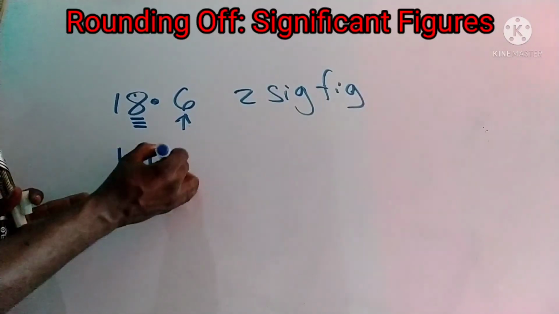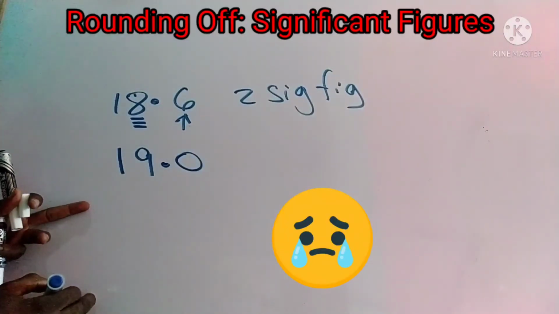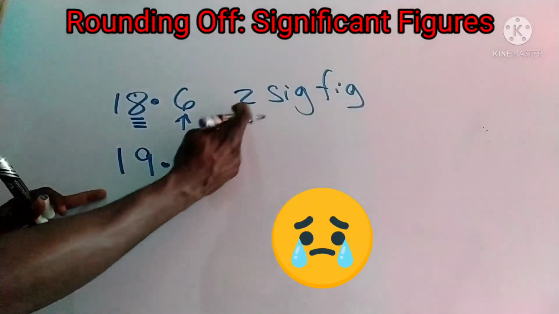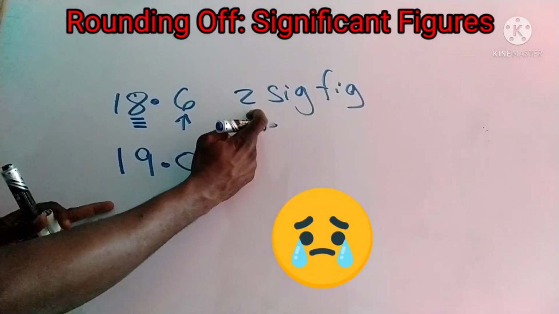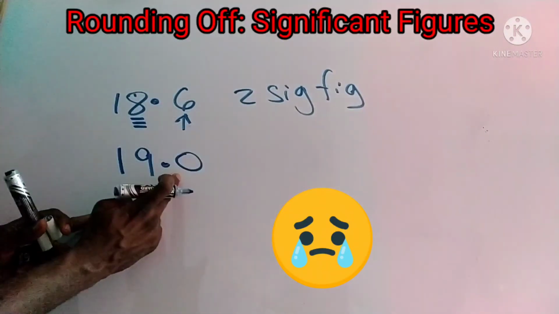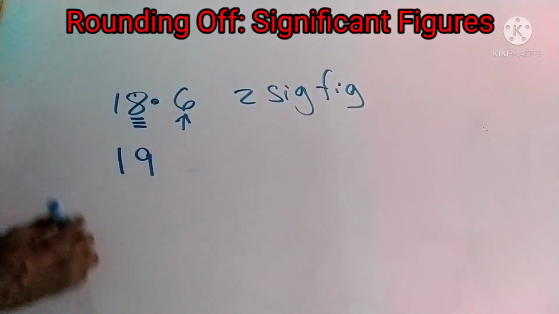If you put 19.0, you will still have the value, but you would have messed up the significance. This would have made it 3 significant figures. So the answer is 19.